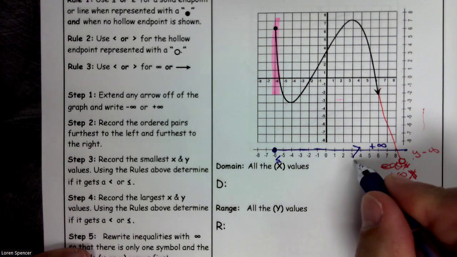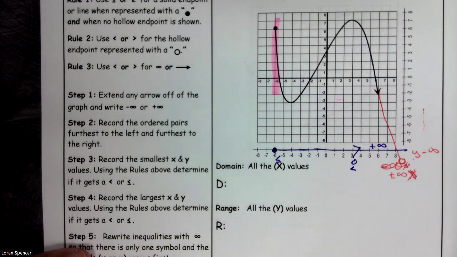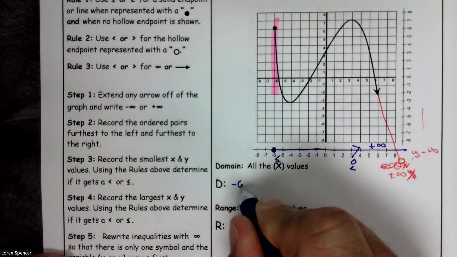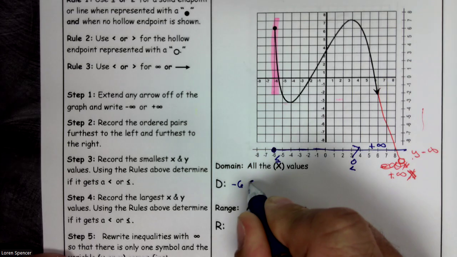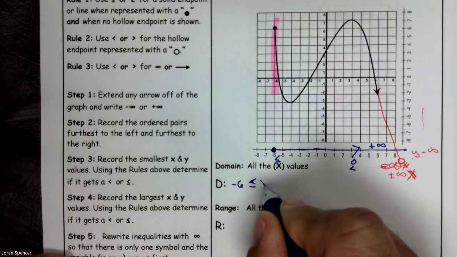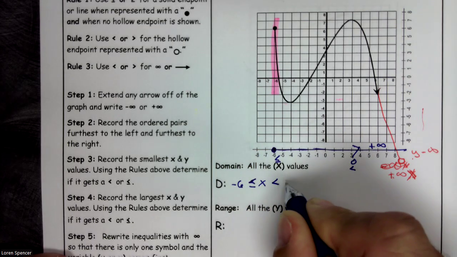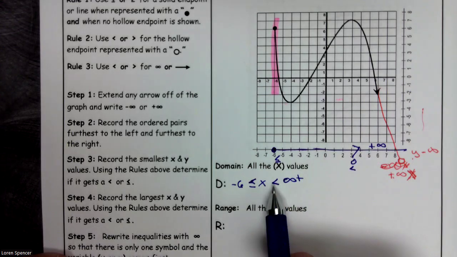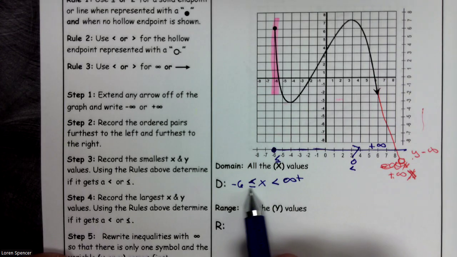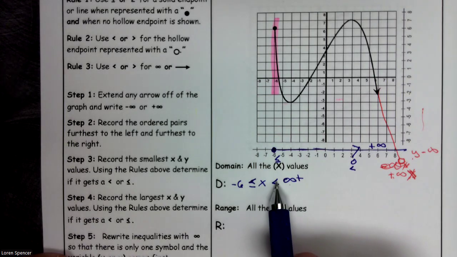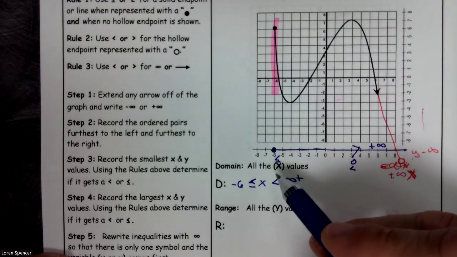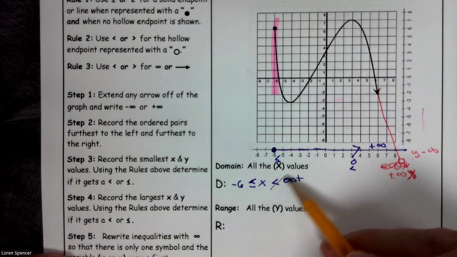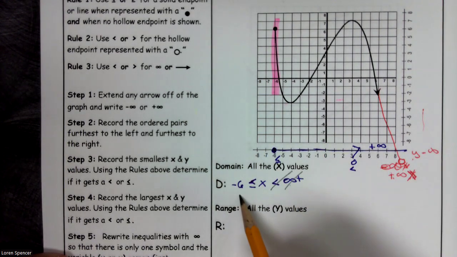The arrow acts like a hollow, so that means this is a less than. So this is going to be -6 less than or equal to x less than infinity. Okay, this is where things get different. We can't leave it with infinity, so we drop the infinity. We'll just mark it out. Now we have this.